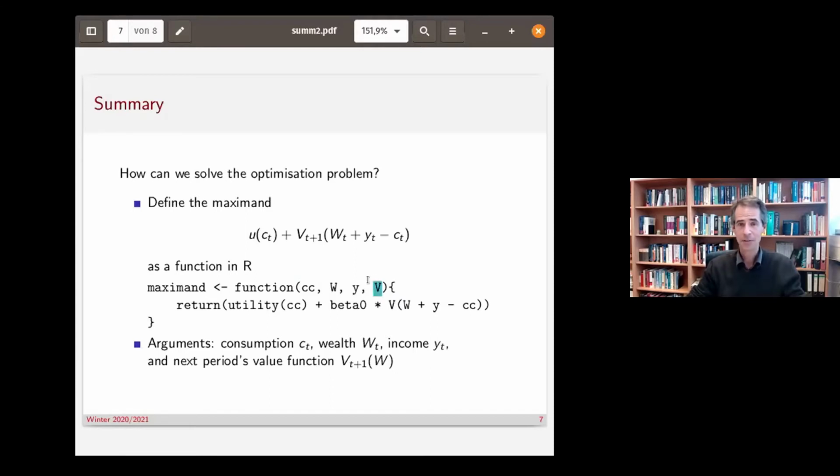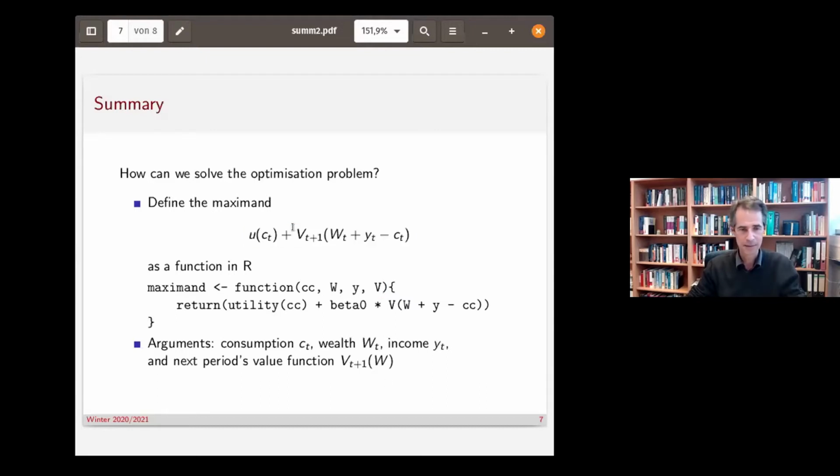This is not the object V. This is just here, it's the same notation, but here, this is just an argument of the function. So this could be a function, this is a function that's given to the maximum as an argument. And then what we return is, of course, just this here.